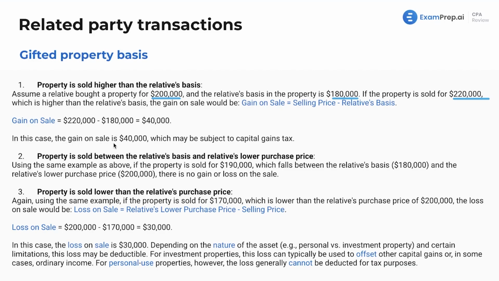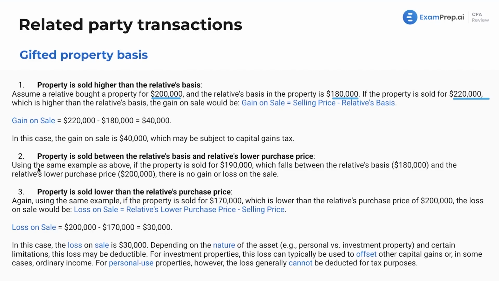In this case, the gain on the sale is $40,000, which may be subject to capital gains tax. And we see here, the gain is fully recognized. The IRS says, yep, you're fully recognizing that. We're not taking this new basis and dealing with all of that. We'll see when we have a loss how that's limited.